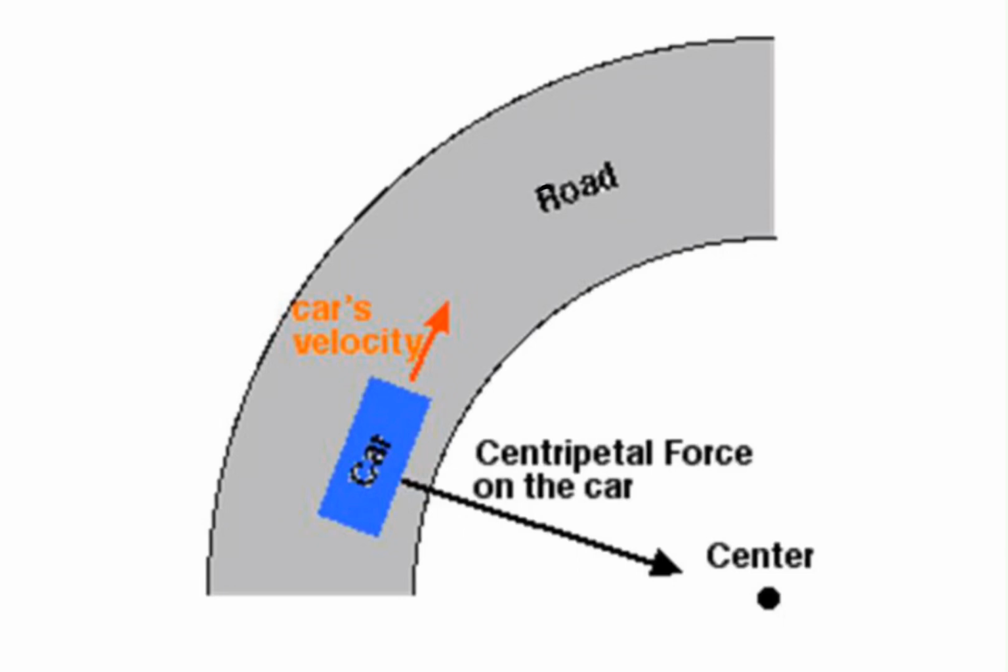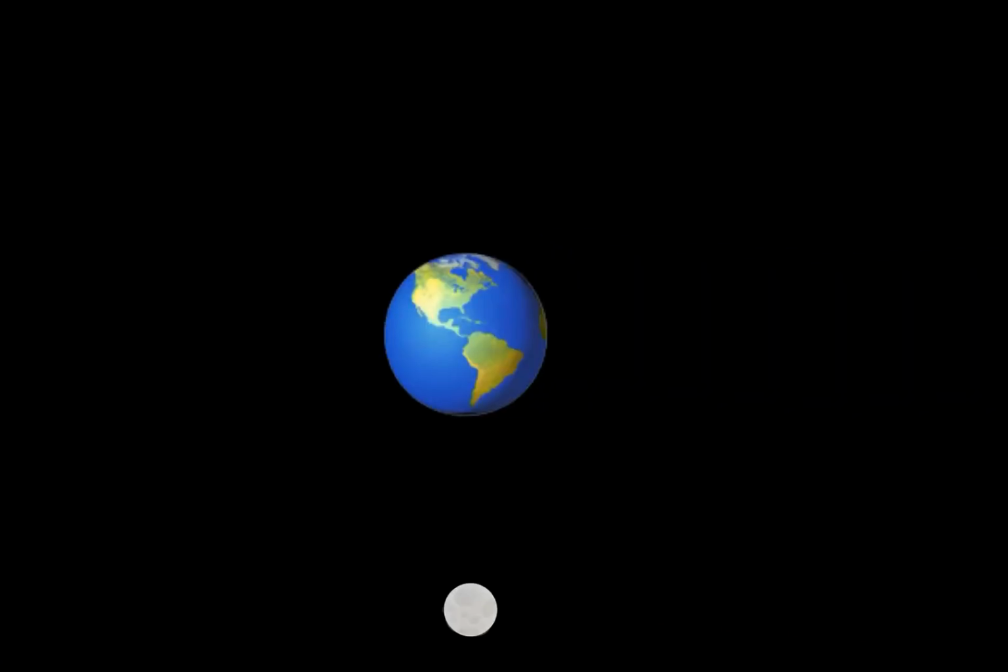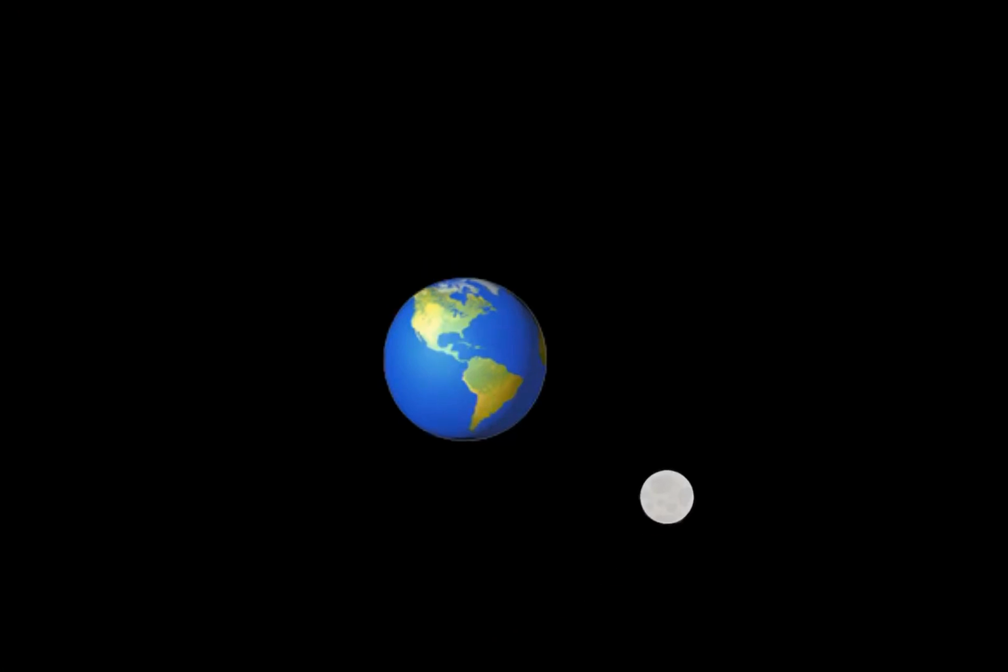Another example of centripetal force is the moon's motion around the Earth. The moon's velocity is straight forward, but there's a centripetal force perpendicular to the moon's velocity that keeps the moon in orbit around the Earth. Without it, the moon would continue in its straight path.